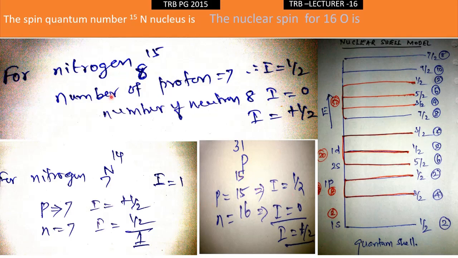So by this method you can calculate the spin quantum number of a nucleus. So the answers are: the spin quantum number of the nitrogen 15 nucleus is half, and the nuclear spin for oxygen 16 is 0. Okay, clear? So your answer is half.